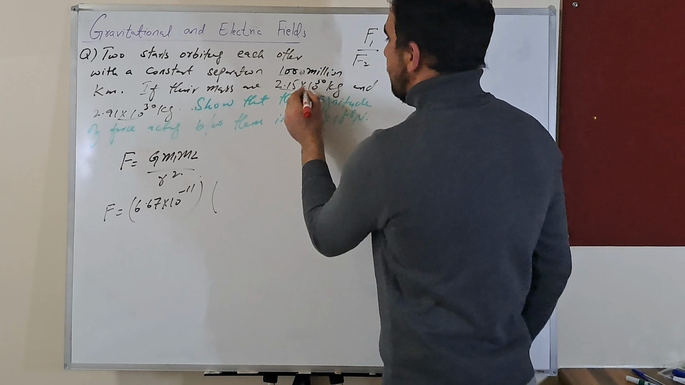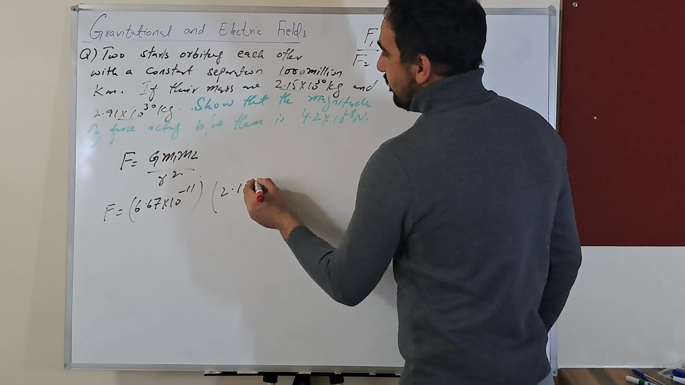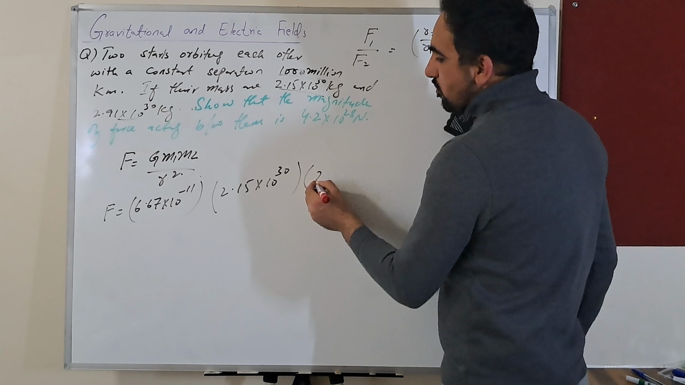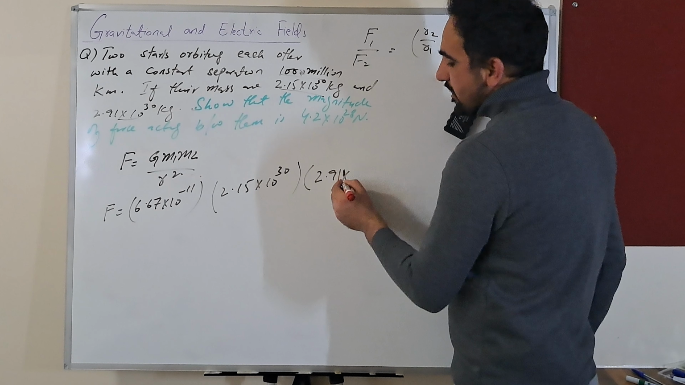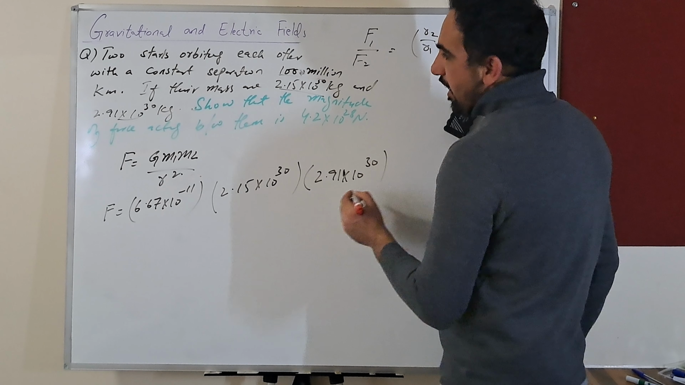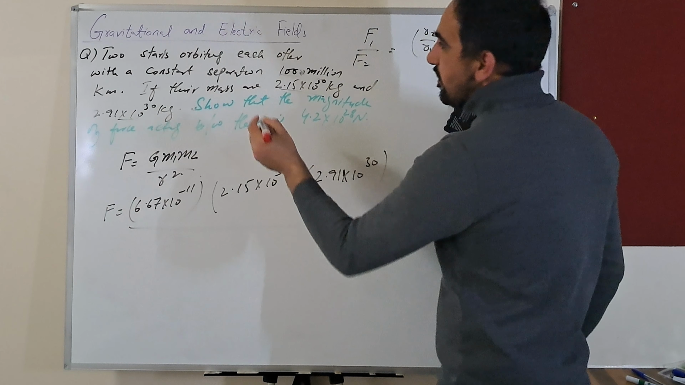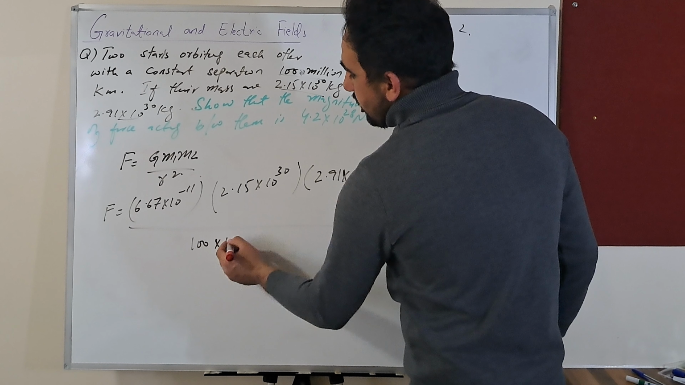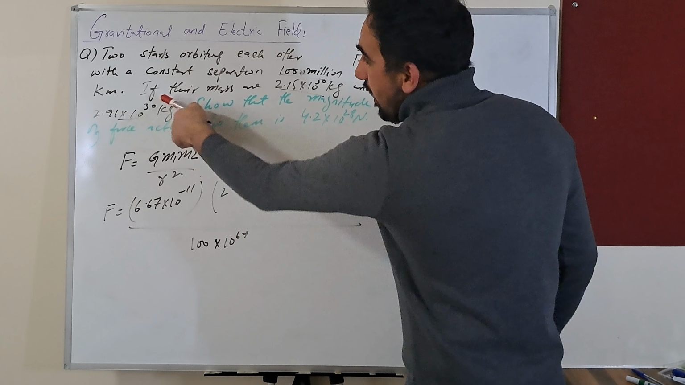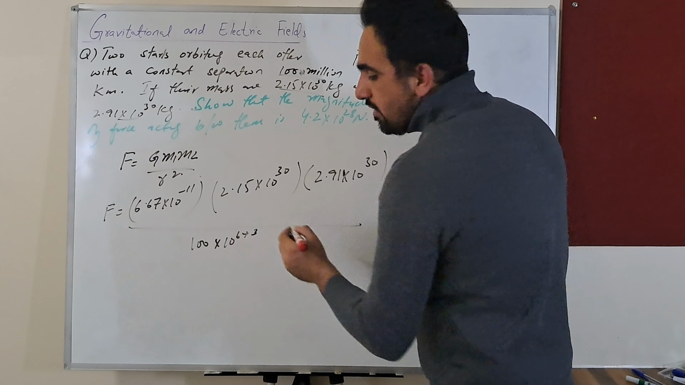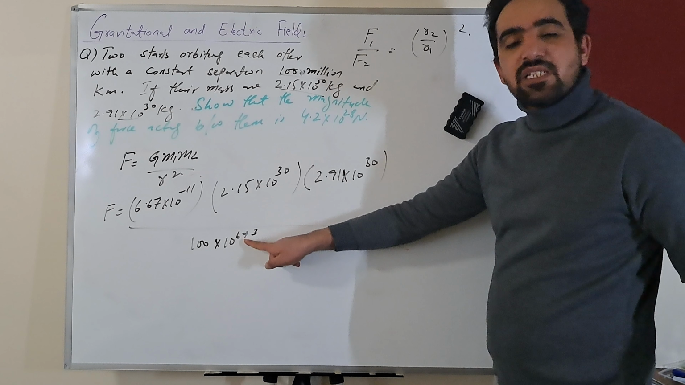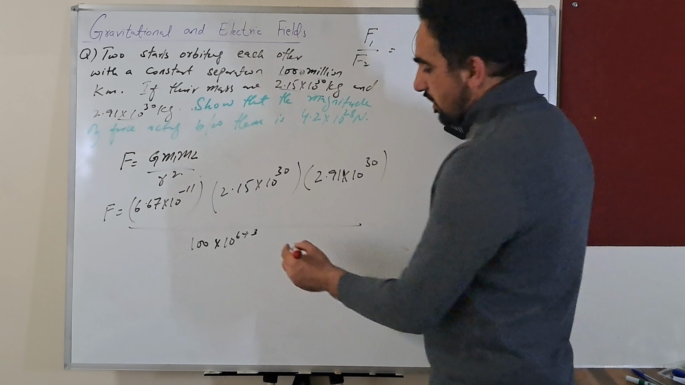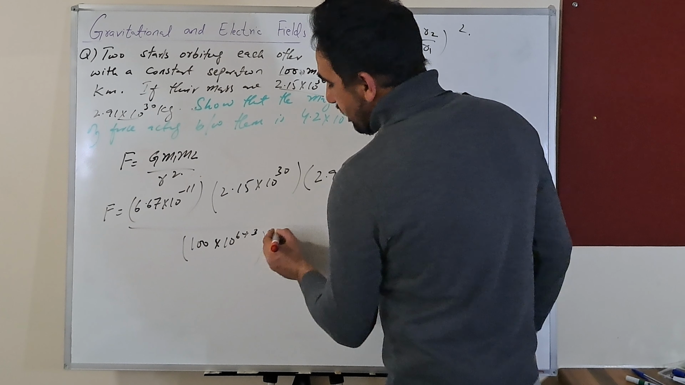M1 is 2.15 times 10 to the power 30, and M2 is 2.91 times 10 to the power 30, divided by R square, which is 100 million kilometers, that is 100 times 10 to the power 6 plus, so we need to add 6 for million and 10 to the power 3 for kilo. Okay, so what we get, and square.